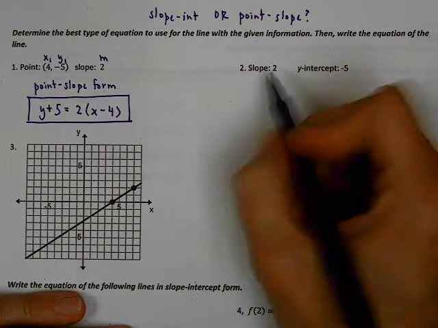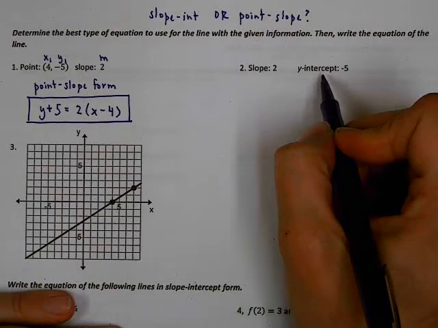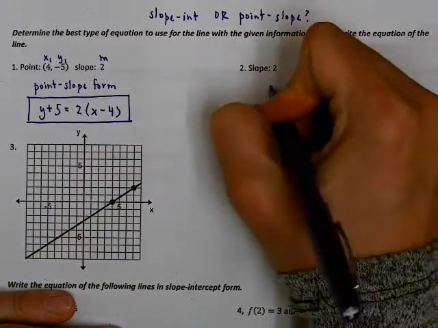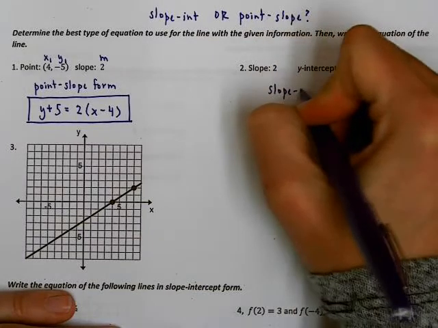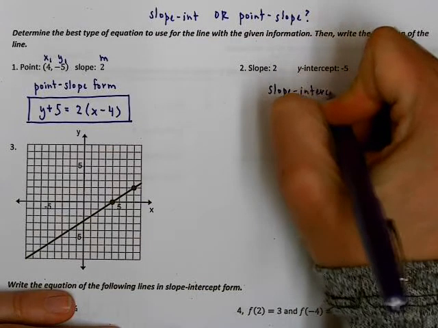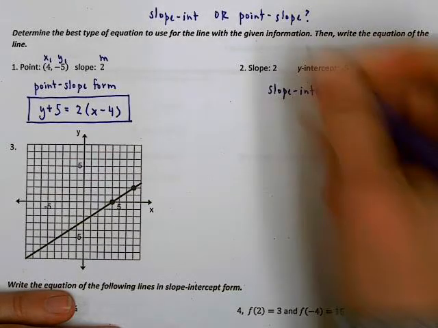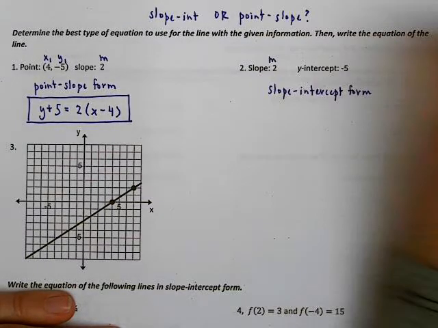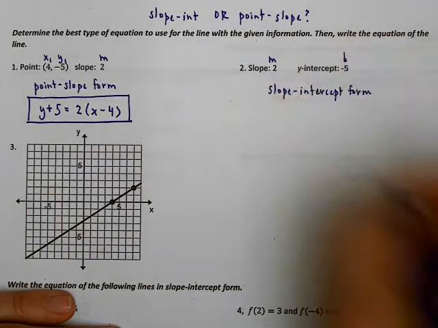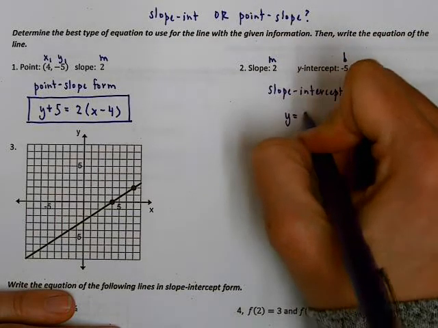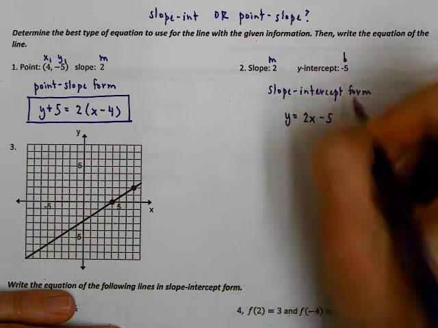In number 2, I have a slope and a y-intercept. That tells me that I should go for slope-intercept form. So now I have my m and I have my b. So my equation is y equals 2x minus 5.